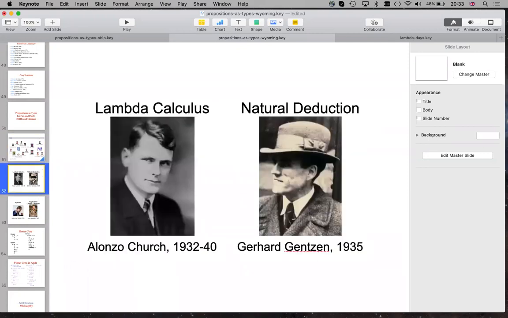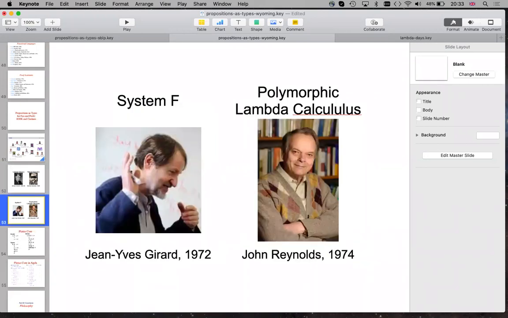So remember, we've got this correspondence that Church came up with Lambda Calculus and Gentzen came up with natural deduction. And then Jean-Yves Girard comes up with System F, and John Reynolds comes up with polymorphic Lambda Calculus, both at the same time. And in fact, Haskell Core is quite similar. It is basically an enlarged version of System F.